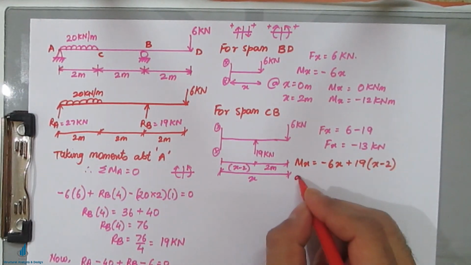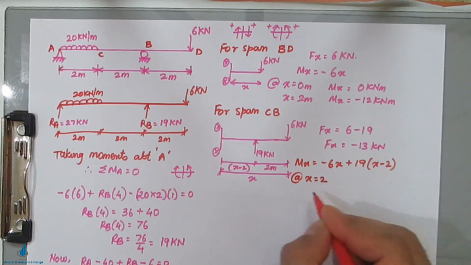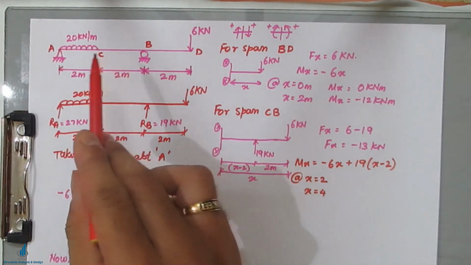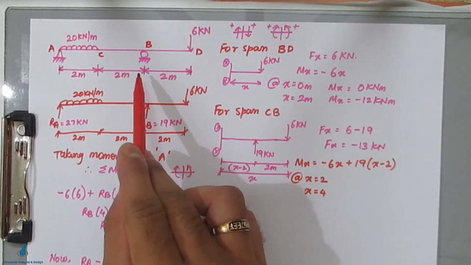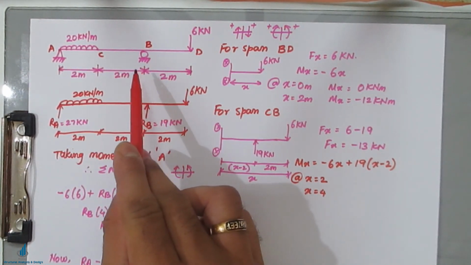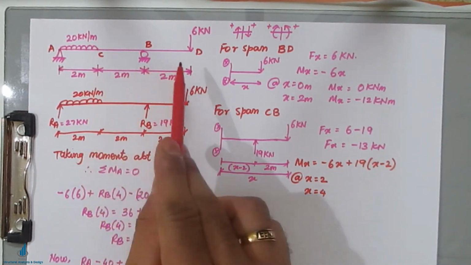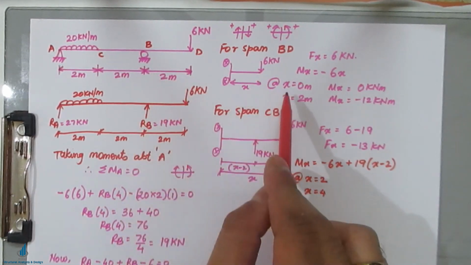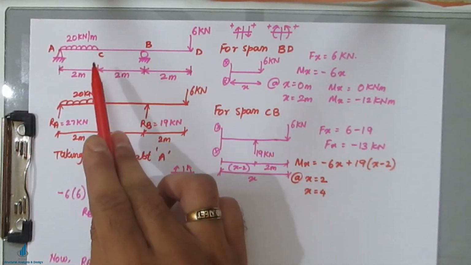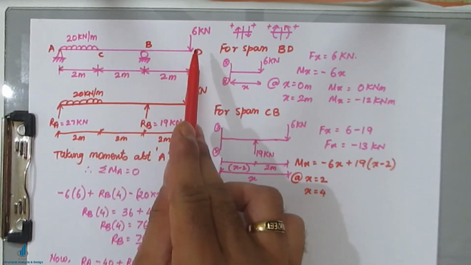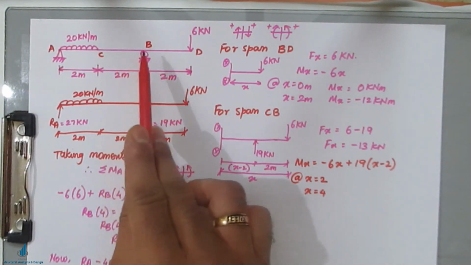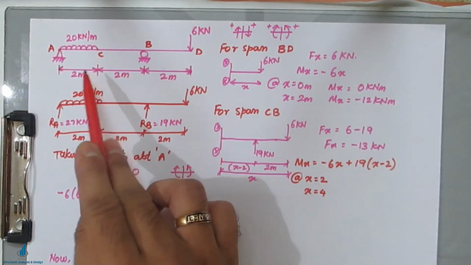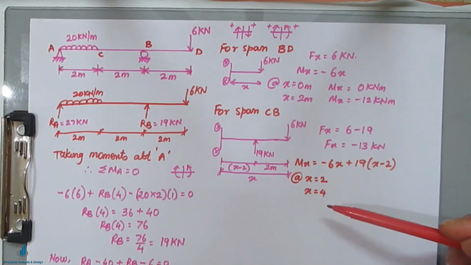Now at x equal to 2 and x equal to 4. Why 2 and 4? Because this span CB starts at a distance of 2 meters and ends at 4 meters. We are coming from the right hand side. This was 0, this was 2, so BD had a 2 meter span. CB again has a 2 meter span, but since we are coming from the right hand side, it becomes 4 meters. So for CB, the starting point is 2 meters and the ending point is 4 meters.